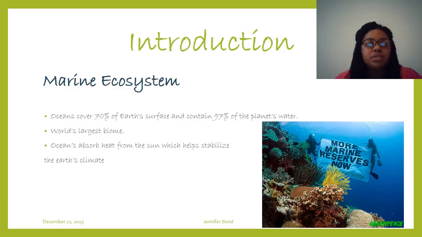The marine ecosystem contains the ocean, which covers 70% of the Earth's surface and contains 97% of the planet's water. It is the world's largest biome. The ocean absorbs heat from the sun, which helps stabilize the Earth's climate.